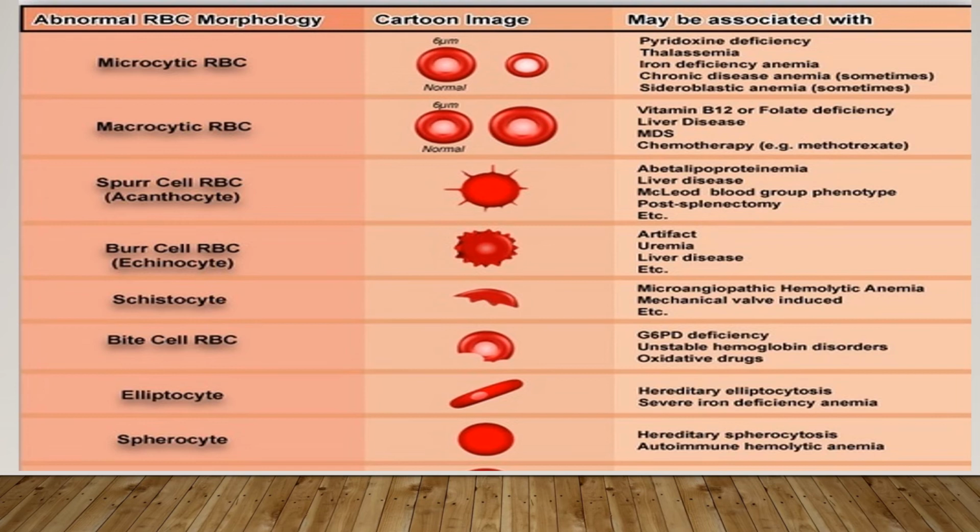For example, spherocytes might be due to hereditary spherocytosis, and the elliptocytes may be due to hereditary elliptocytosis and sometimes severe iron deficiency, and also bite cells may be due to G6PD deficiency. Schistocytes may be due to microangiopathic hemolytic anemia, mechanical valve induced damage to the RBC. Burr cell RBC may be due to uremia, liver disease, and the like. And also acanthocytes may be due to abetalipoproteinemia, liver disease, post-splenectomy, and the like.